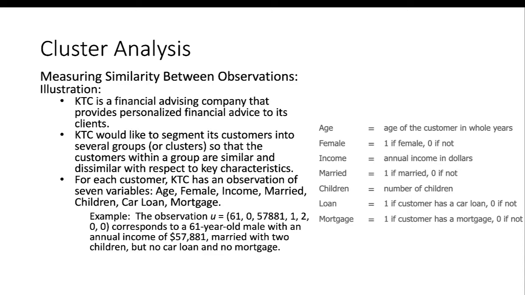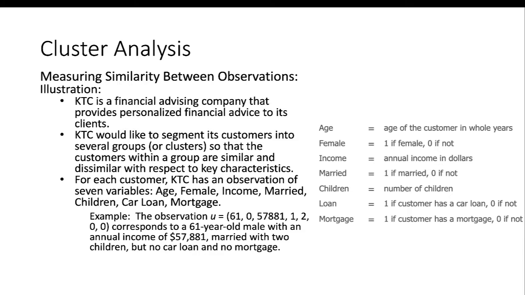Here we have a KTC dataset as an example. KTC is a financial advising company that provides personalized financial advice to its clients. The company would like to segment its customers into several groups so that the customers within a group are similar and dissimilar to other groups, so KTC can create customized marketing campaigns for each of the segments. For each customer, KTC has observations of seven variables: age, female, income, married, children, car loan, and mortgage.